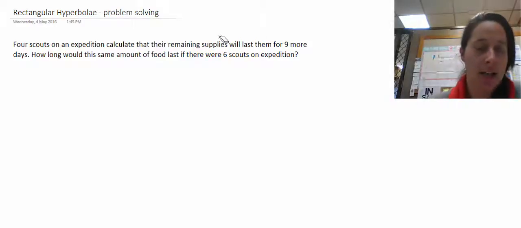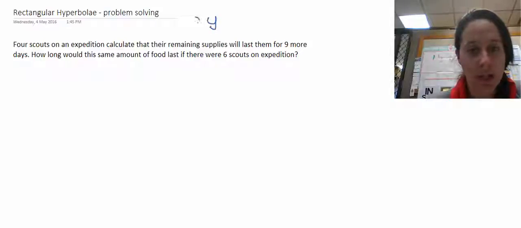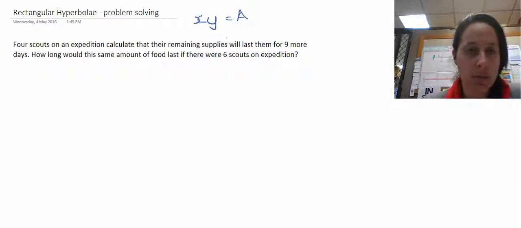What we're going to have a look at now are problems that we can solve using equations of the form x times y equals 8. So the first thing you need to do with these sorts of problems is break down the information that you have and work out the relationships between the different variables.